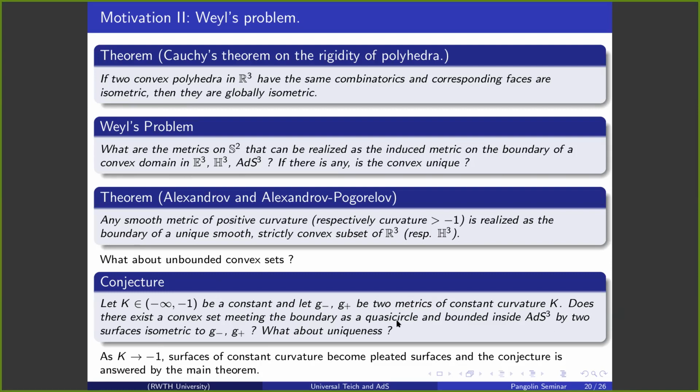And it turns out that if the curvature approaches -1, the surfaces of constant curvature become pleated surfaces. So the version of this conjecture for k equal -1 is answered by our main theorem, right? So you can also see the main theorem as a modest contribution to Weil's problem.